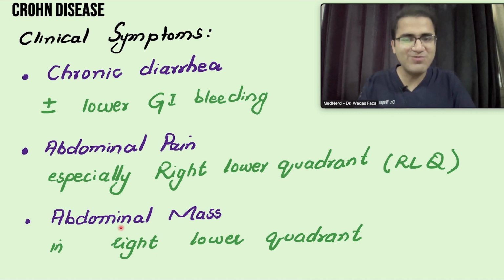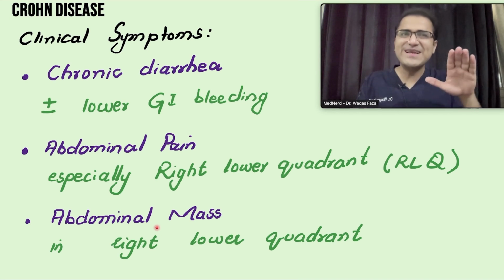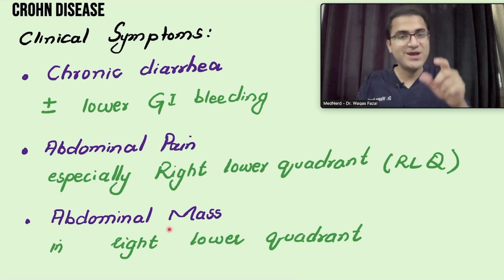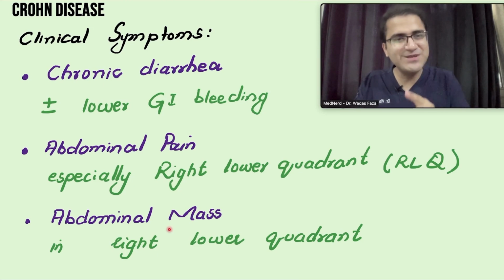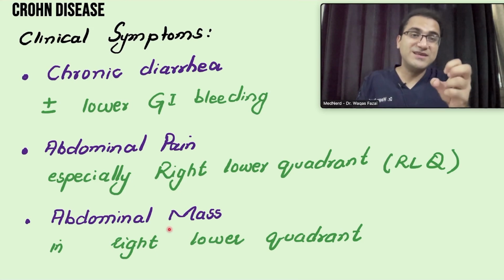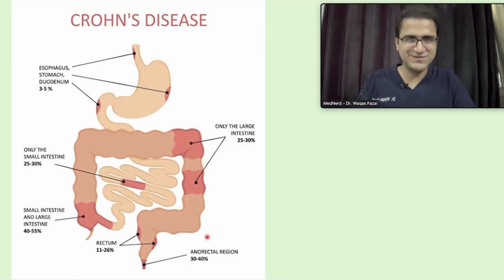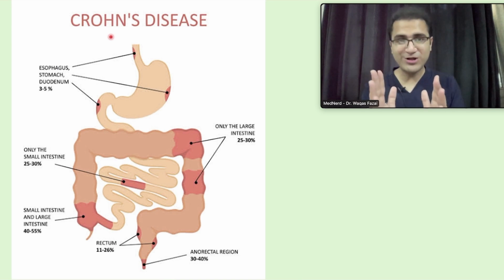The patient might also complain of an abdominal mass in the right lower quadrant, or when you examine the patient, you might even feel a mass in the right lower quadrant because the terminal ileum has been inflamed to an extent that you will feel a thick mass present in the right lower quadrant. So this is a classical presentation of a patient with Crohn's disease. It can involve from mouth till anus. Any part of the GIT is affected, but remember a very important point.